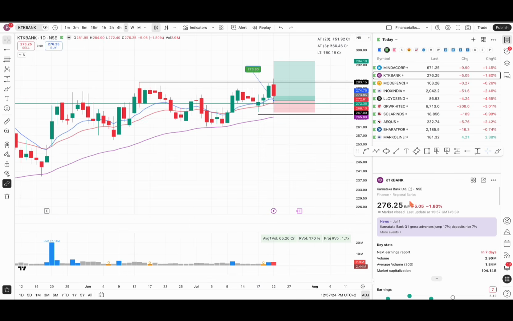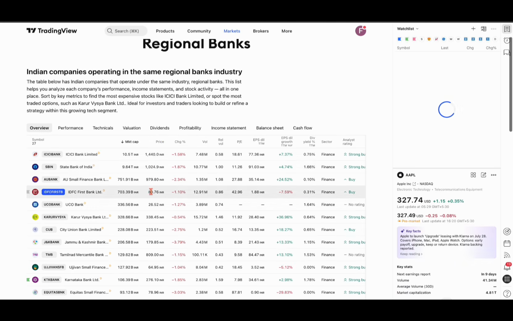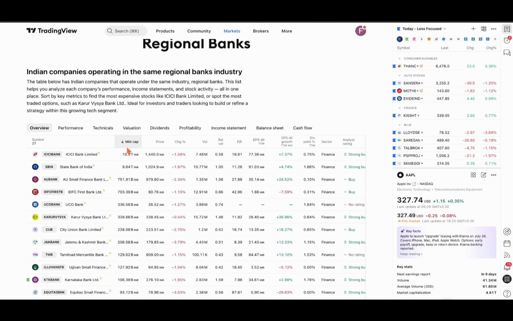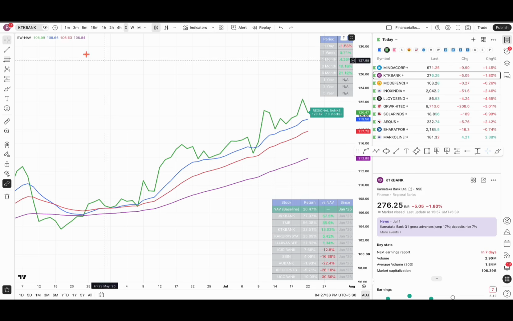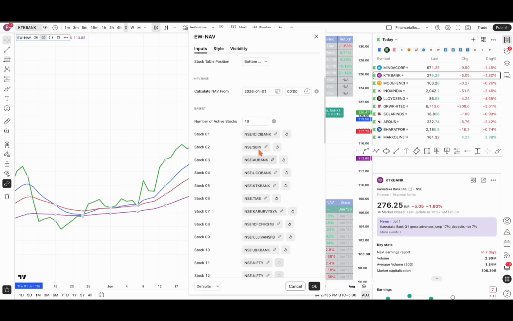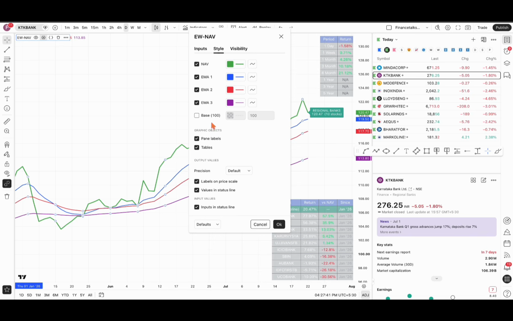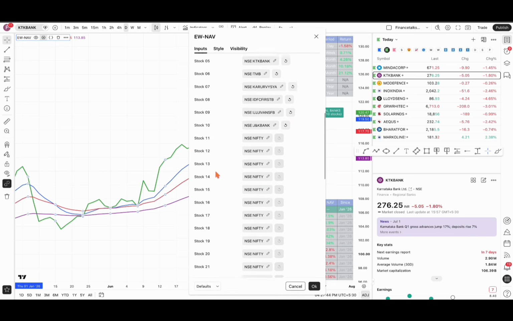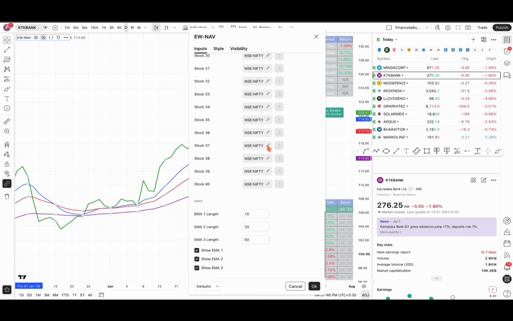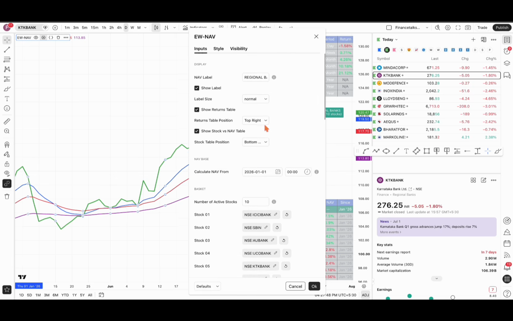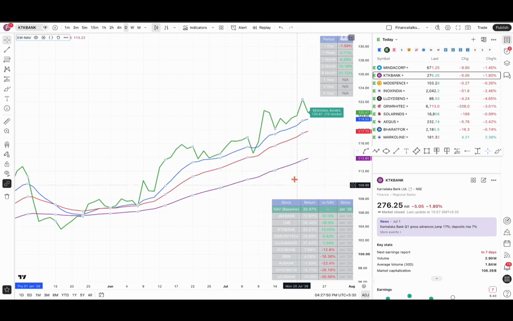For example, in KTK Bank, on TradingView you press regional banks, top 10 stocks. If you paste the top 10 stocks right over here, they'll appear something like this. You can also turn on Nifty 500, but you cannot do that in this indicator. I'll show you another indicator for that, and that is a beautiful one, in the end.